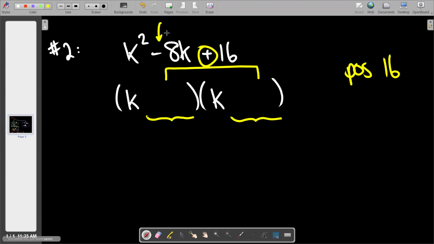Because the 8 tells me so. So I'm going to put a minus and a minus. And what numbers are we looking for in this case? Your options are 1 and 16, 16 and 1, 2 and 8, 8 and 2, or 4 and 4. Those are all the factors. What do we want? We want 4 and 4.